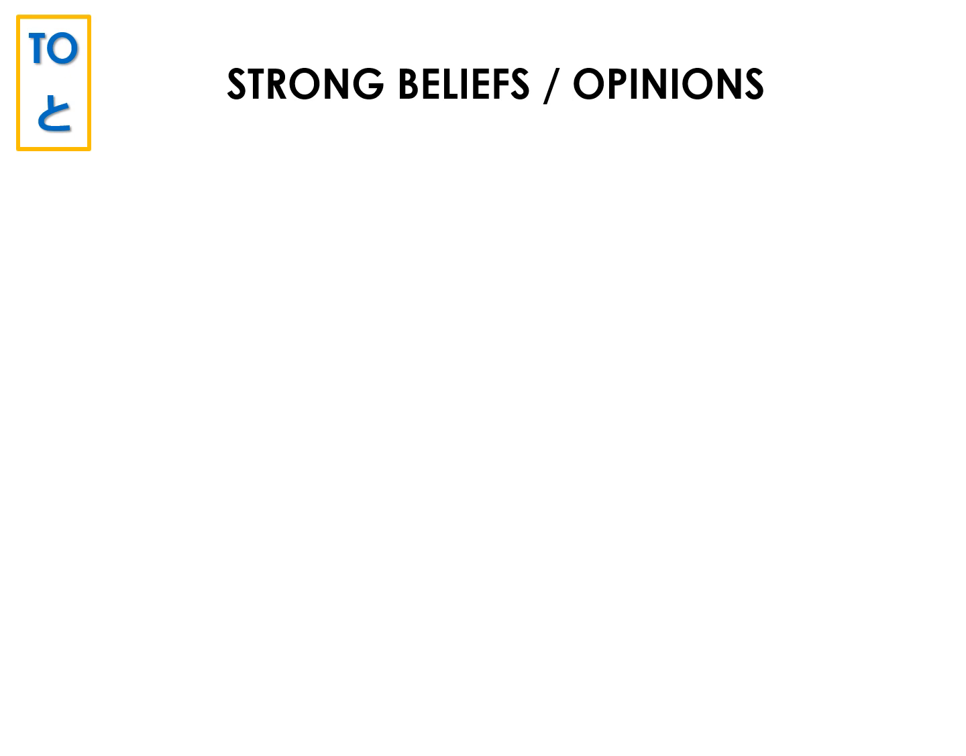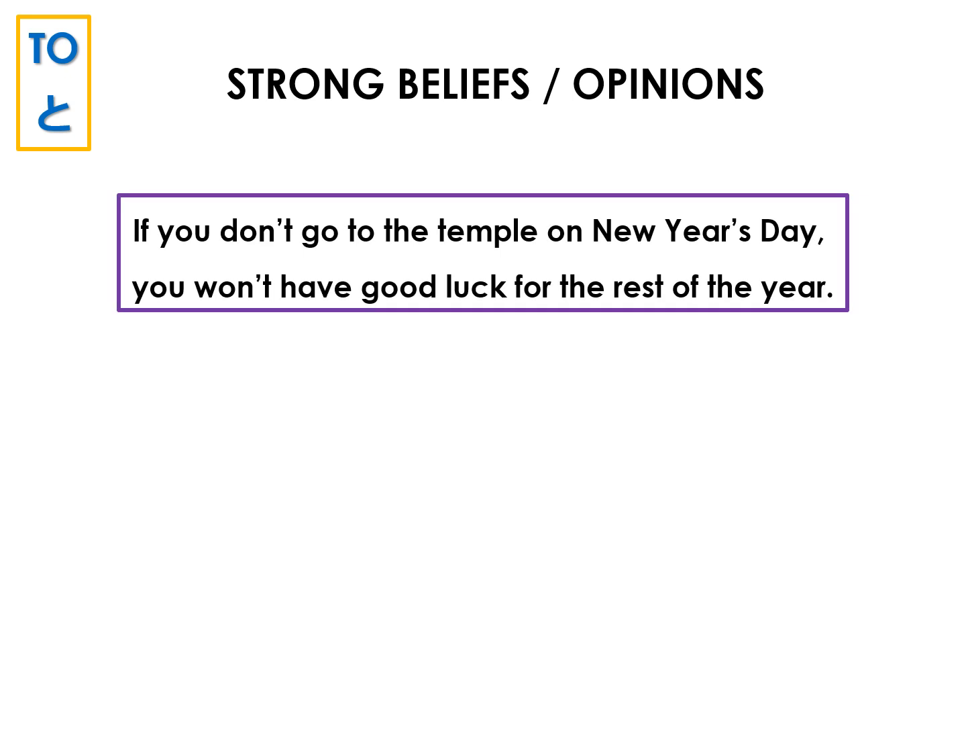Sentences that express strong beliefs and opinions can also use the to conjugation. They don't necessarily have to be true, but the speaker believes them to be true and to be logical consequences that he or she uses the to construction. If you do this, then this logically results. For example, many Japanese believe that if you don't go to the temple on New Year's Day, you won't have good luck for the rest of the year.